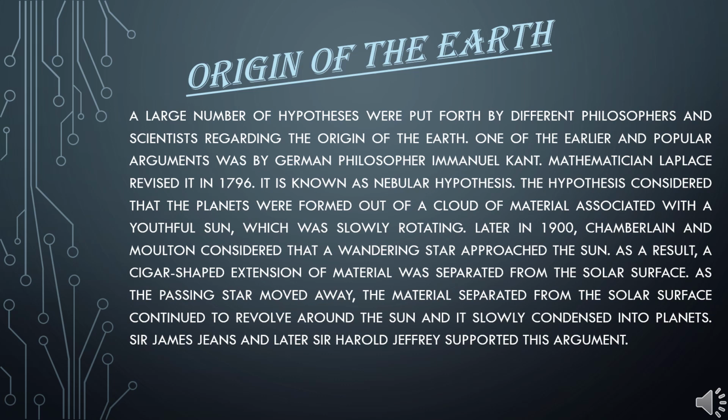The hypothesis considered that the planets were formed out of a cloud of material associated with a youthful sun, which was slowly rotating. Later in 1900, Chamberlain and Moulton considered that a wandering star approached the sun. As a result, a cigar-shaped extension of material was separated from the solar surface. As the passing star moved away, the material separated from the solar surface continued to revolve around the sun and it slowly condensed into planets. Sir James Jeans and later Sir Harold Jeffrey supported this argument.